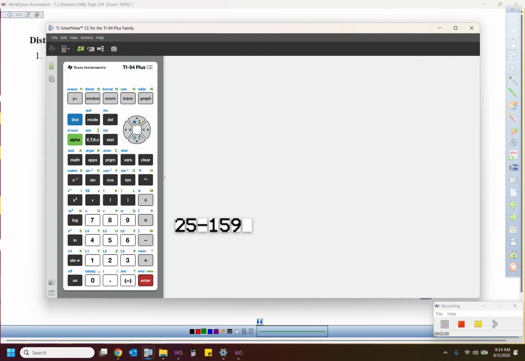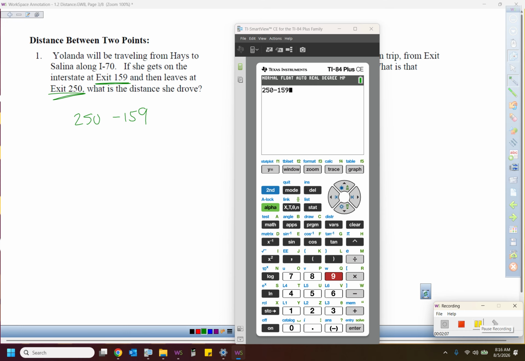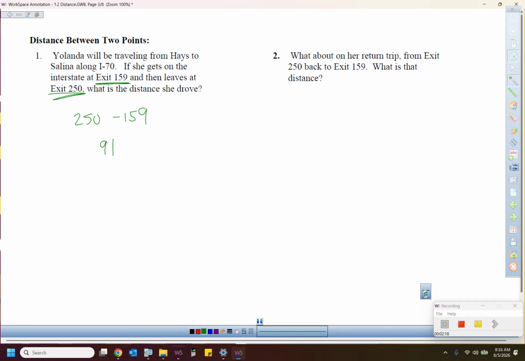What's going on with this calculator? Holy cow. Okay, sorry about that. Had to reload, the old calculator's on the fritz there. But if we take 250 minus 159, we've got ourselves 91. So that just means she traveled 91 miles in that case. So pretty accurate right there.